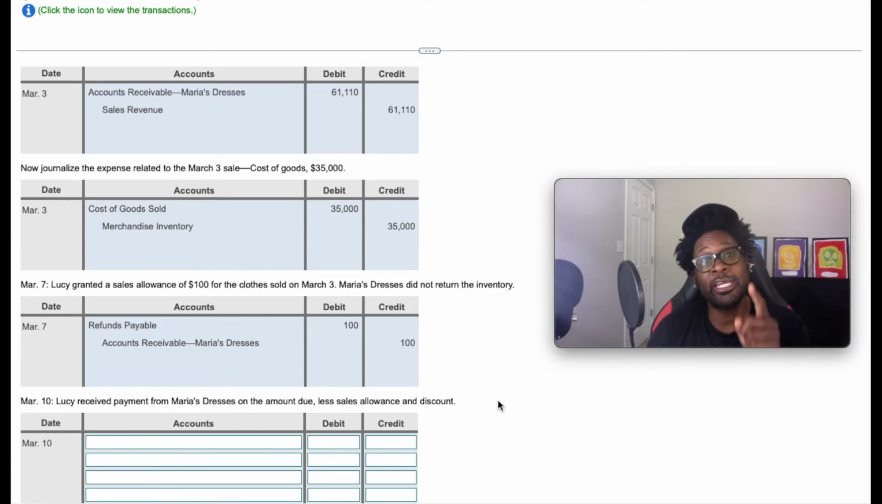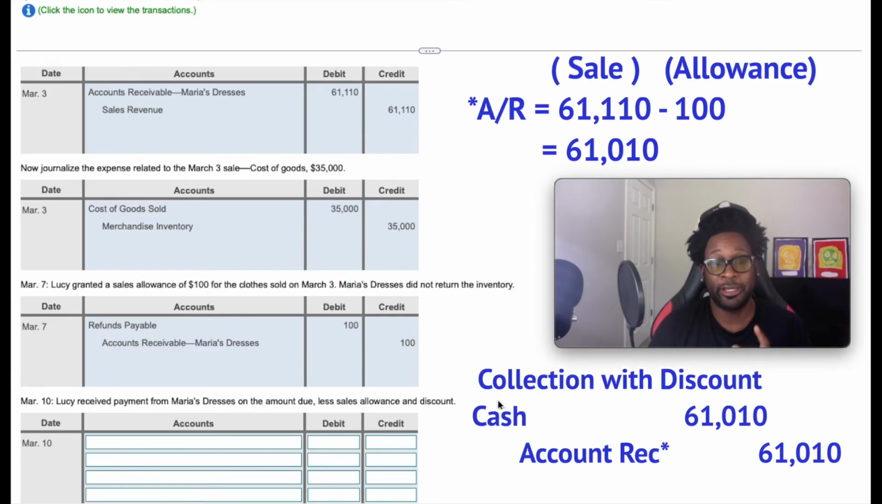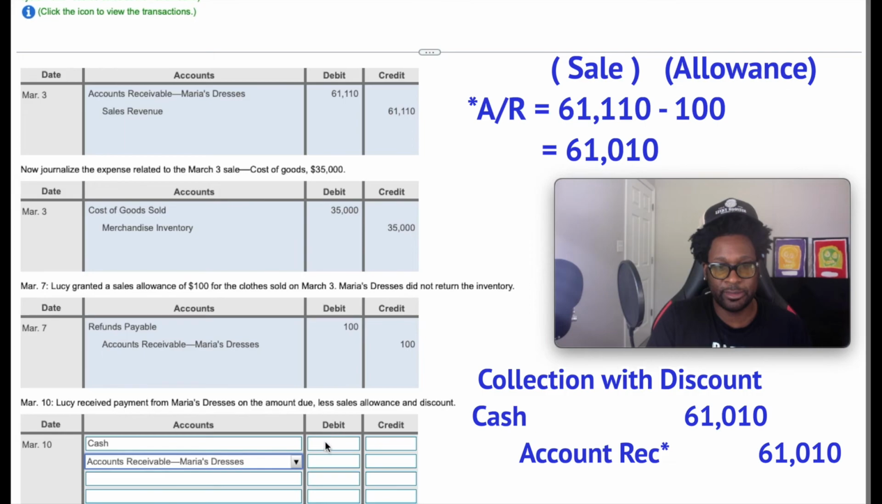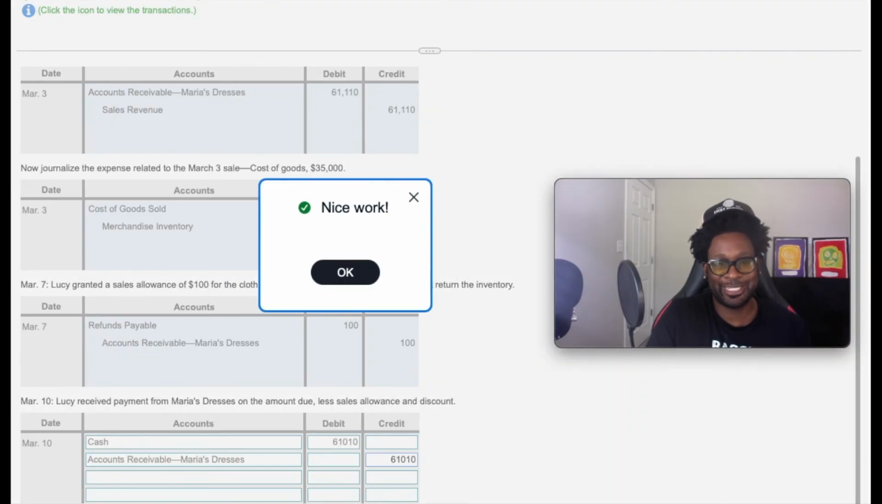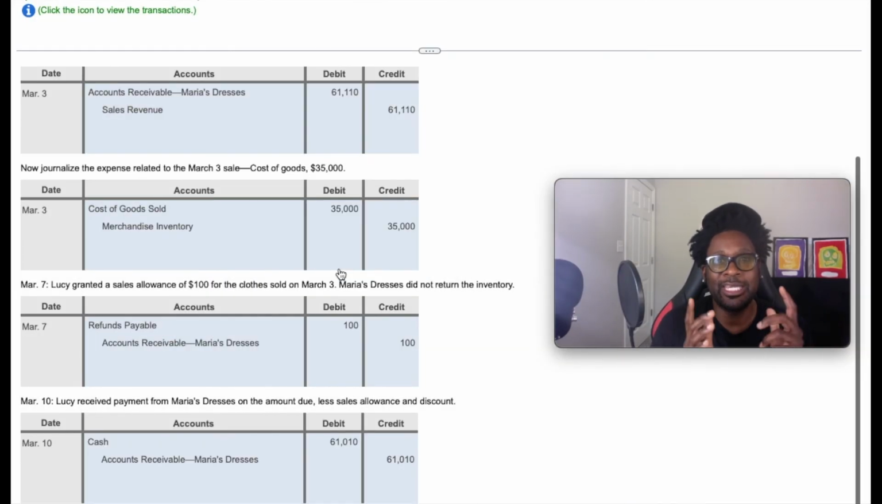And since we already assumed that these customers were going to utilize this discount, we're going to simply record this like a normal collection on the account minus the $100 allowance that was given, thus affecting our accounts receivable. Therefore, we're going to debit cash and credit accounts receivable for the total amount of $61,110 minus the allowance of $100, which gives us a total of $61,010. We're going to check the answer. Nice work, gang. So there you have it. A quick, easy illustration of how to properly account for sales allowances.